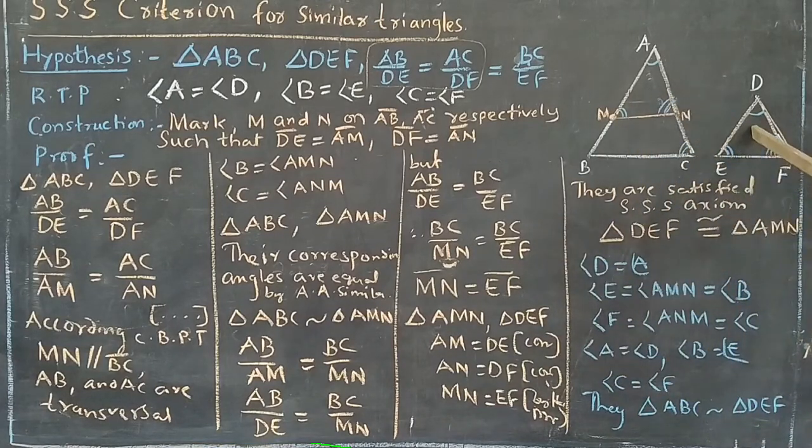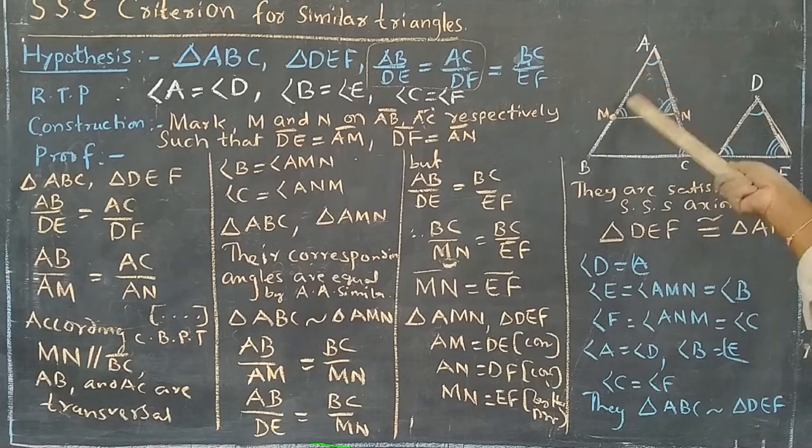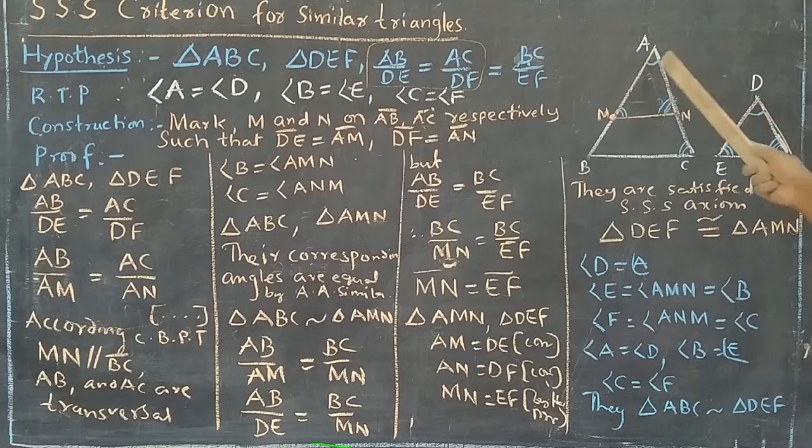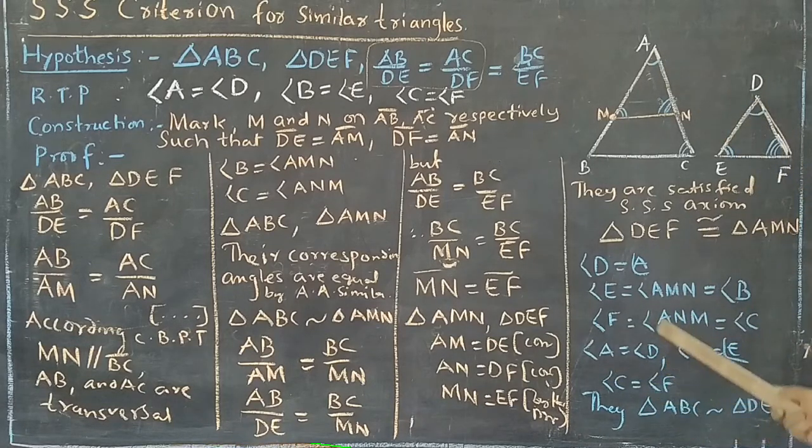Then I took these two triangles and compared the sides. Side equal to side, side equal to side. Just now we got MN is equal to EF. So these two triangles satisfy the SSS axiom. That's right, these two triangles are congruent. When these two triangles are congruent, their corresponding angles are equal. E is equal to M, M is equal to B. F is equal to N, N is equal to C. So already A is equal to D. So A is equal to D, B is equal to E, C is equal to F.